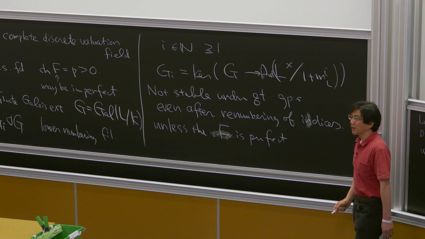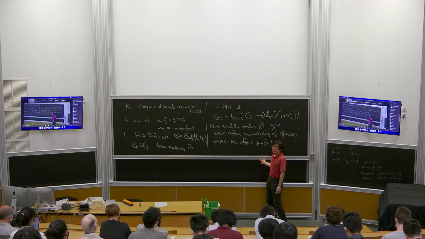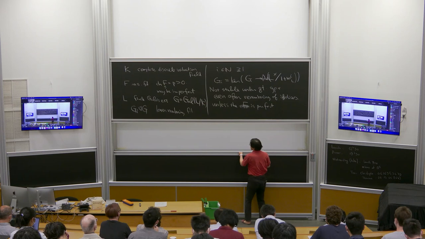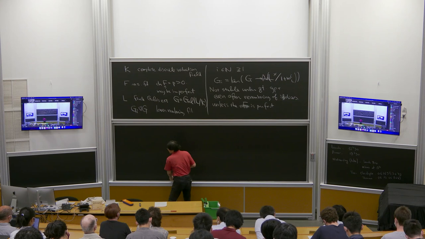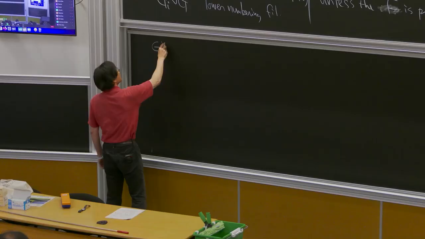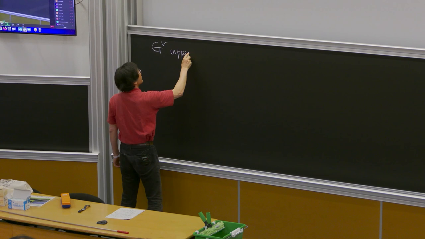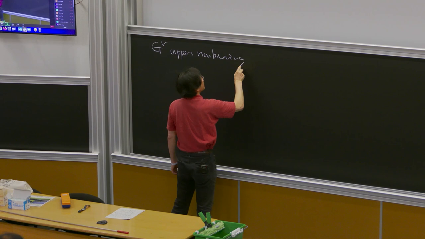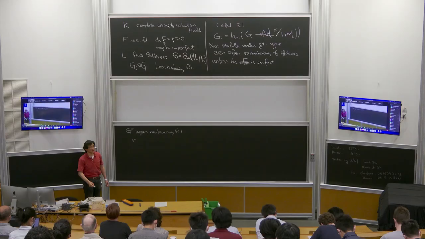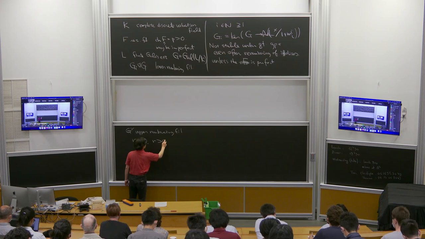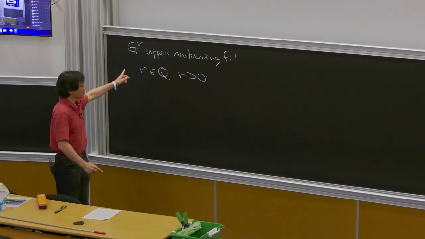If you are interested in Galois representations, this property is important, so we need another definition. That will be given by the upper numbering filtration. So we need G^r. Here the indices are positive rational numbers. Contrary to the lower numbering one, this has the property that it is stable under quotient.